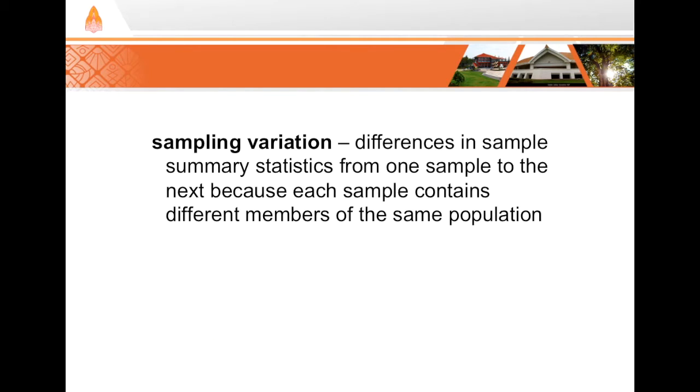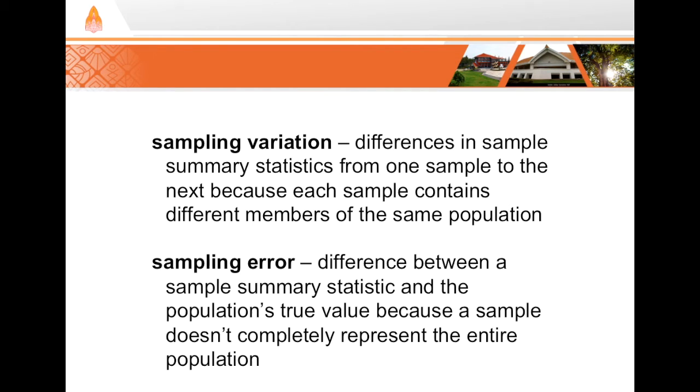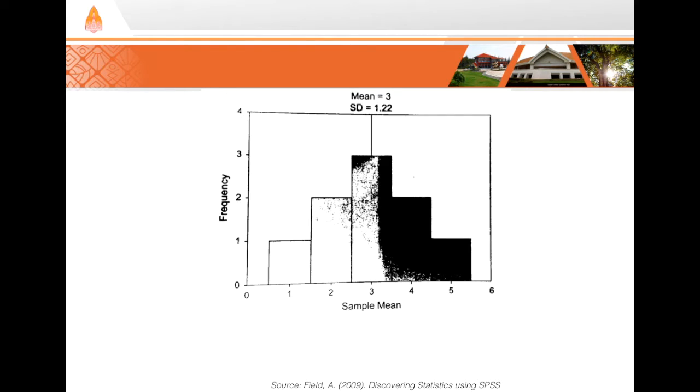Sampling variation is the differences that you find in summary statistics from one sample to the next because each sample contains different members of the same population. And sampling error is the difference between a sample's summary statistics and the population's true value because a sample doesn't completely represent the entire population.